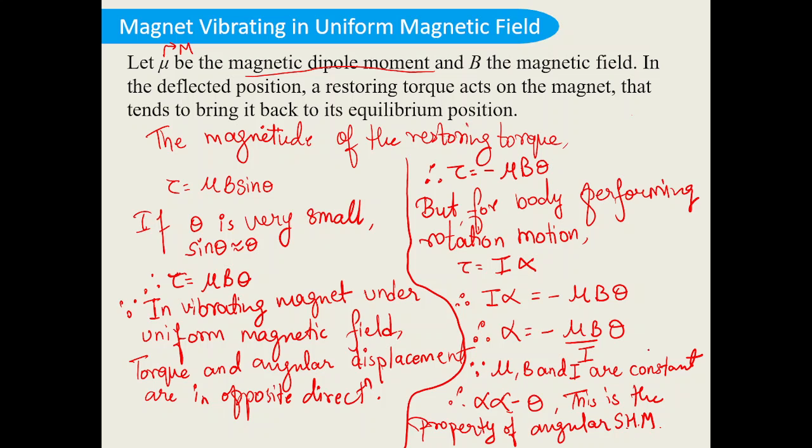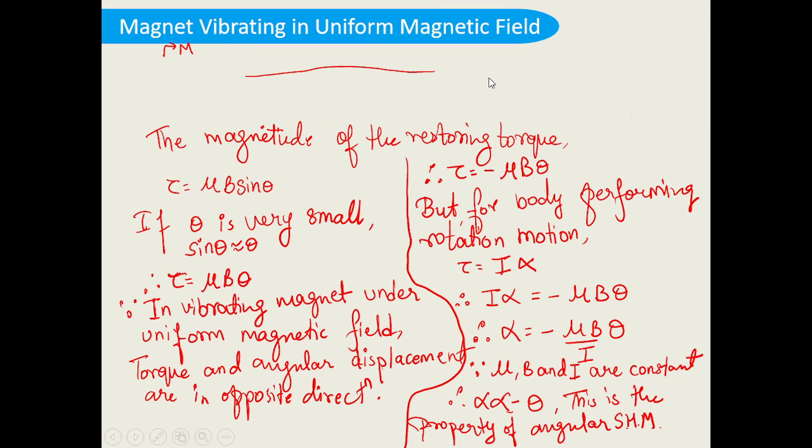Therefore I can say the magnet vibrating in a uniform magnetic field performs angular SHM. Since the slides are over, I request you to pause the video. You have to write these things.